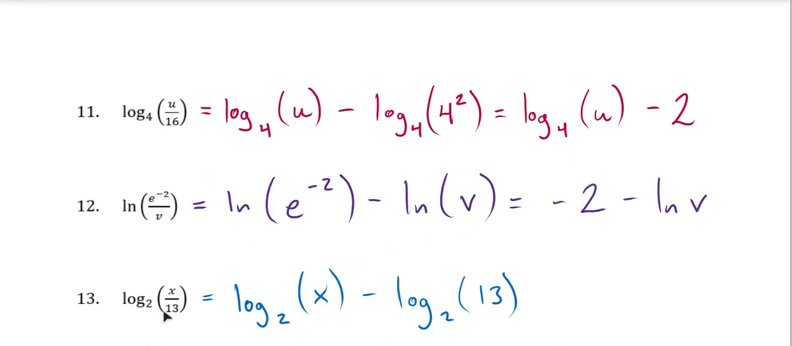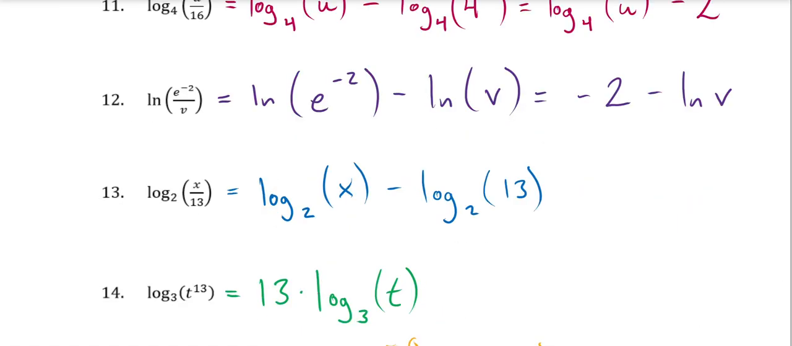Here I have log base 2 of x over 13, so all we have to do is separate the numerator, comes up as a positive log base 2, and then everything in the denominator will be in this minus log base 2. So we have log base 2 of 13 being subtracted from log base 2 of x.